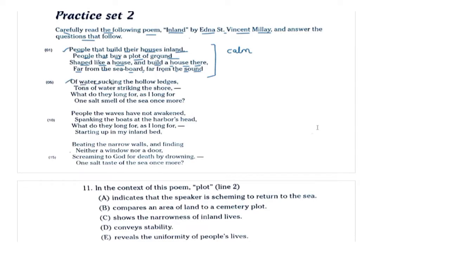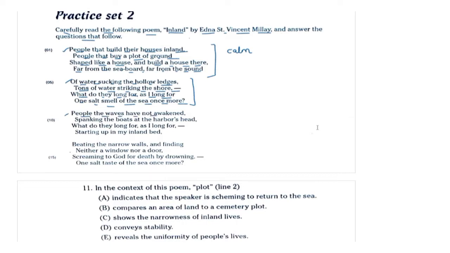Of water sucking the hollow ledges, tons of water striking the shore. What do they do? Long for, as I long for one salt smell of the sea once more. So the poet is longing for the salty smell of the sea once more. Next stanza.